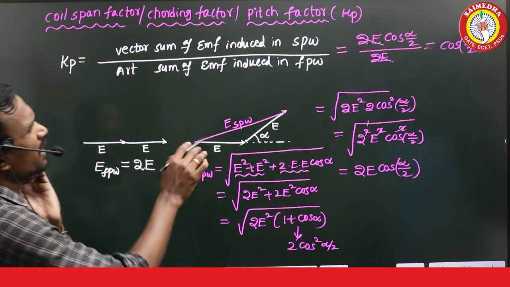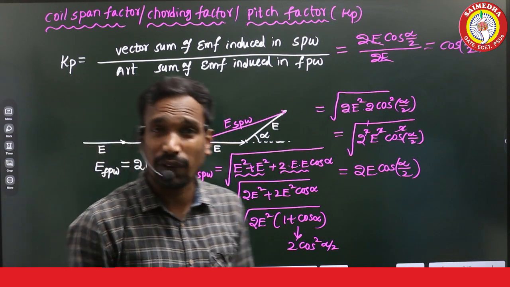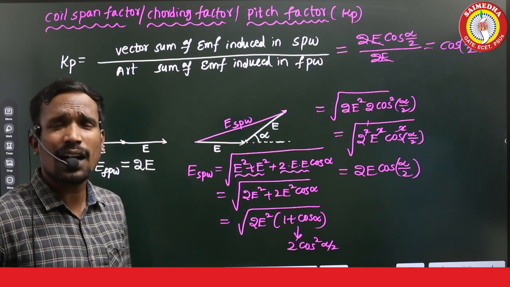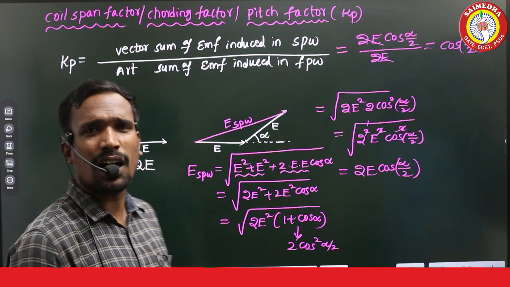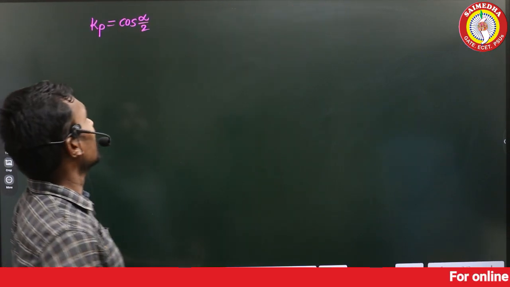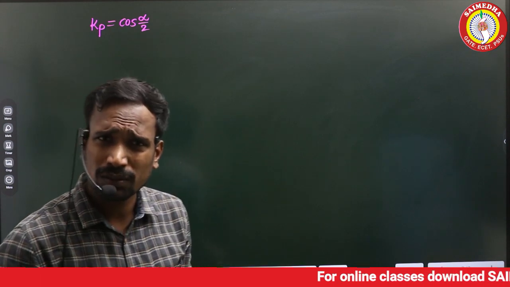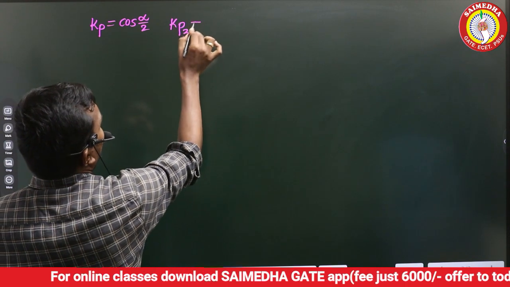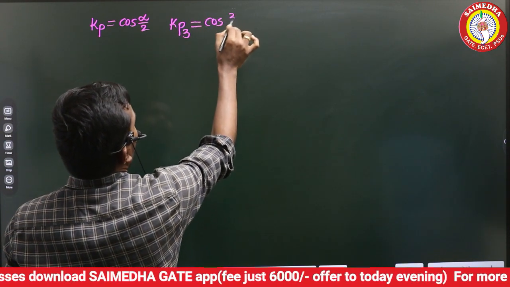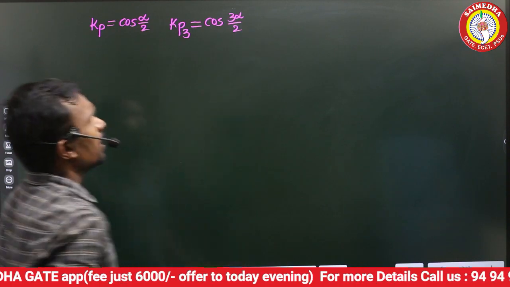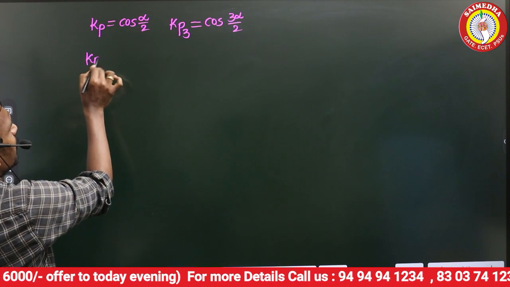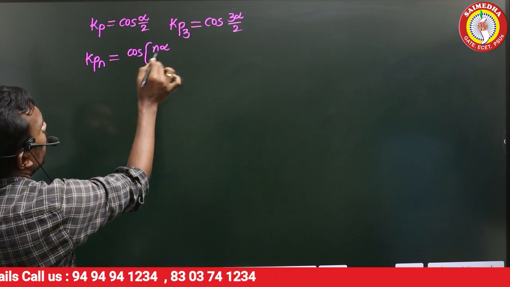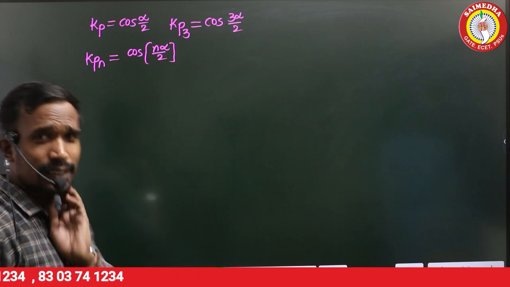Generally, they may ask you numerical questions on this pitch factor. This is an important concept. Now we need to reduce the harmonics. How can we reduce the harmonics? Generally Kp is equal to cos alpha by 2. For example, if you want to eliminate third order harmonics, Kp3 is equal to cos 3 alpha by 2. If you want to eliminate nth order harmonics, Kpn is equal to cos n alpha by 2, where n is the order of harmonics.